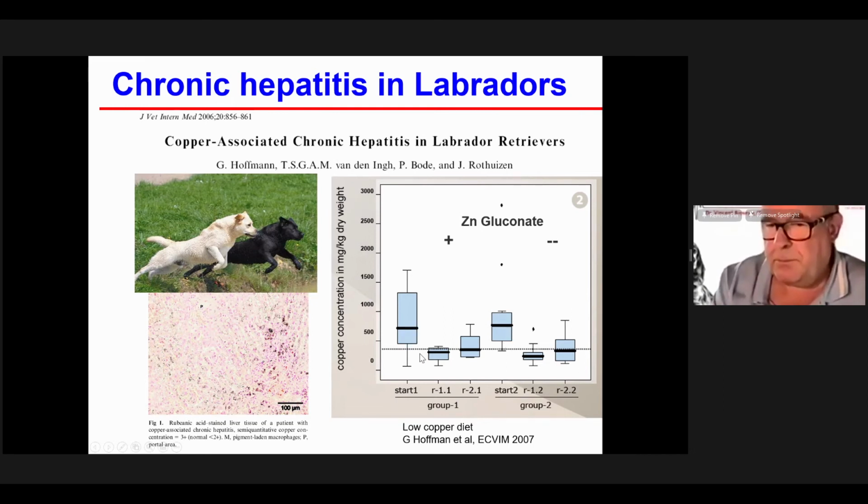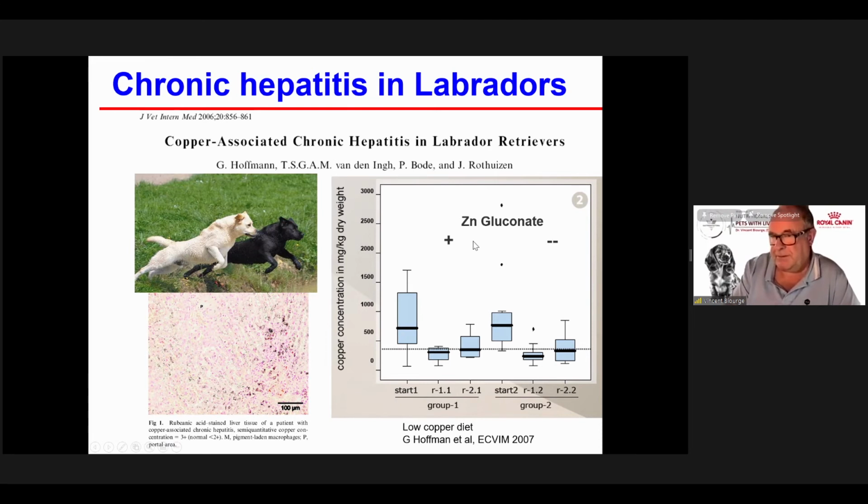Then those dogs were put on a low copper diet, a hepatic diet. And you can see the effect was quite dramatic in both groups. The difference between the two groups is that those did not receive a supplement of zinc gluconate, a supplement of zinc, and this did. And so at this stage, what can be said is that the level of zinc that is already present in the diet is enough, and that adding more zinc has no benefit.